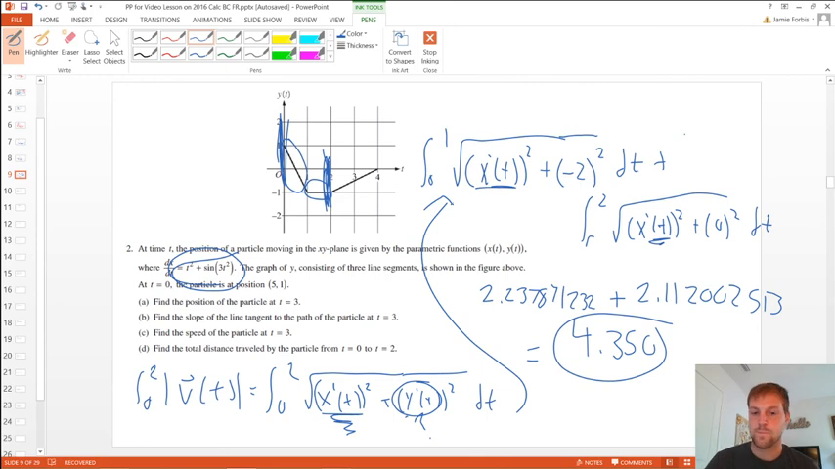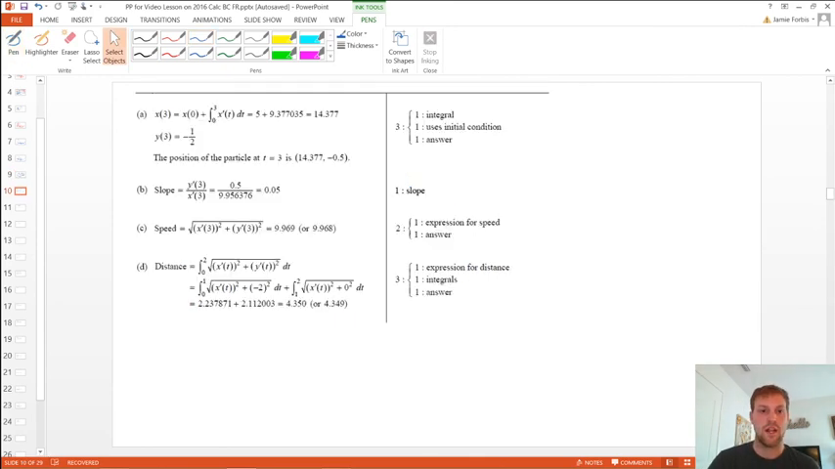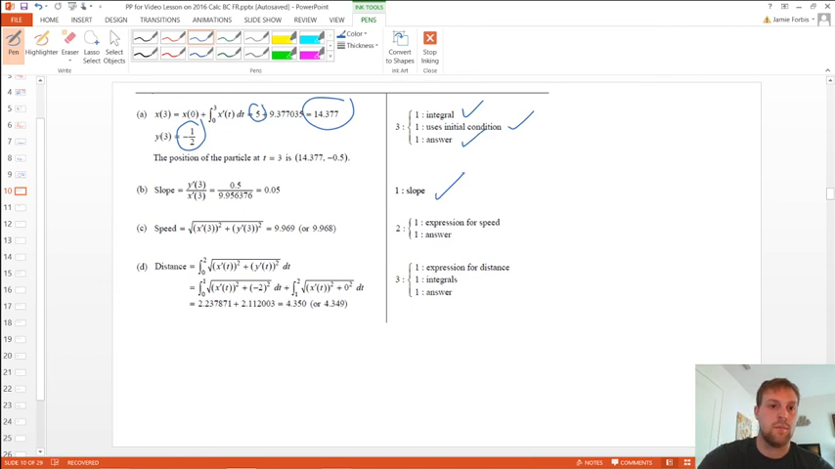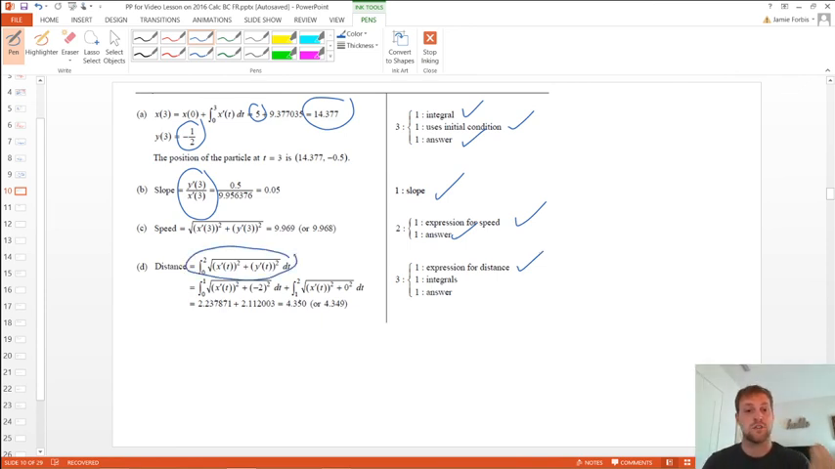All right, good stuff. Well, here's the answer key. So we set up the correct integral for part A to get 14.377. We used the initial condition of 5 to get that answer, and our answers were 14.377 and negative 1/2. Okay. For B, we got the correct slope. We set up the correct formula here. For C, we did the expression for speed that we've known forever and got the answer. And for D, it was worth 3 points. We set up the correct expression for distance. So if you were lost after this point, that's fine. You still got a point for just knowing the expression for distance.